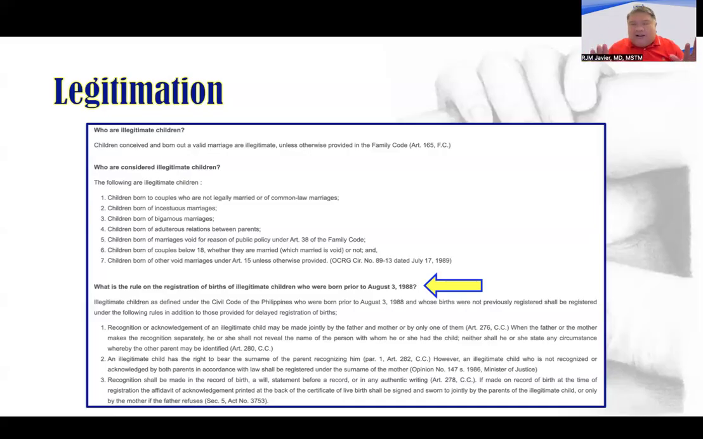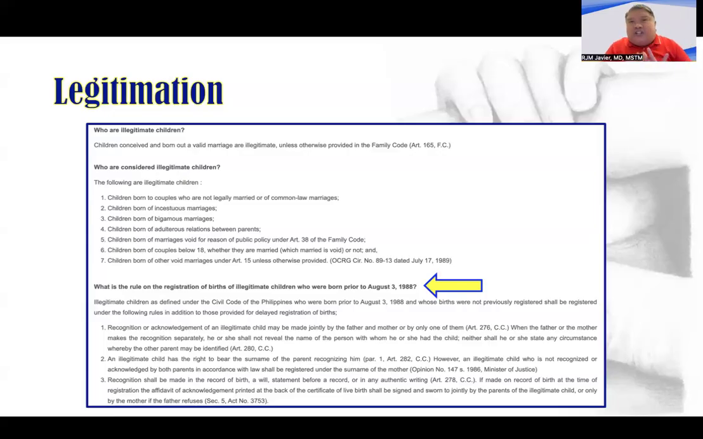I'm not a lawyer, but I just want you to have an idea. There is a difference among legitimate children versus legitimated children versus illegitimate children.